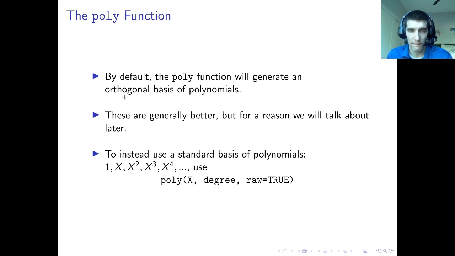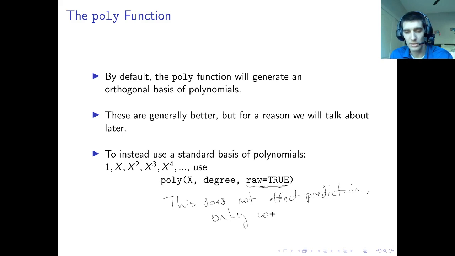Okay, these are better. I'm not gonna talk about it a lot here. We'll talk about it a little bit in a future lecture. But if you want the actual standard basis, where each one of your coefficients corresponds to a power of x, you need to give the poly function an additional argument, which is raw equals TRUE, and that tells R not to use this orthogonal basis of polynomials. Important: this does not affect your prediction. It only affects your coefficients.